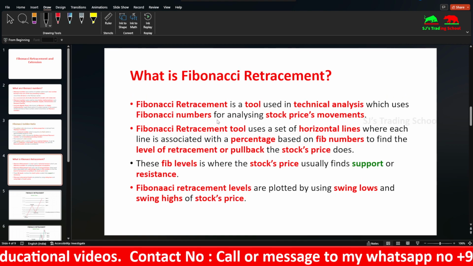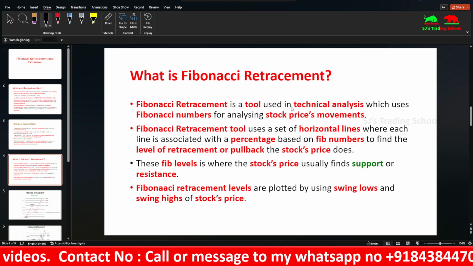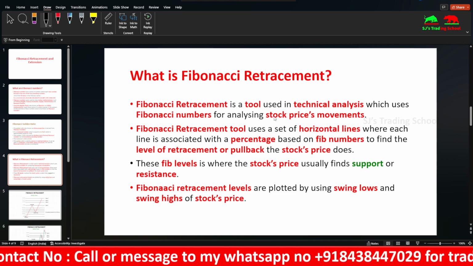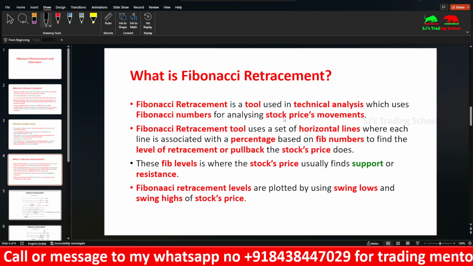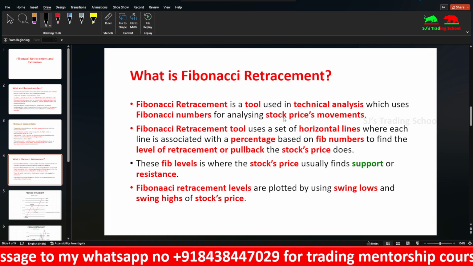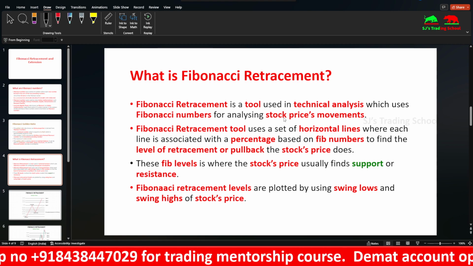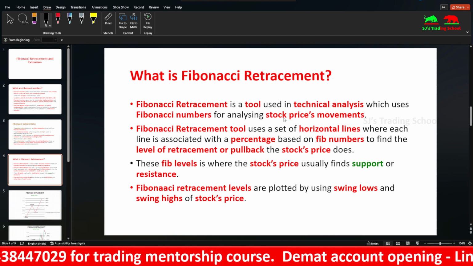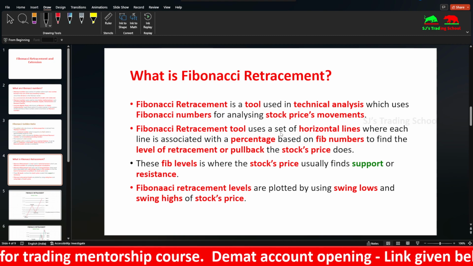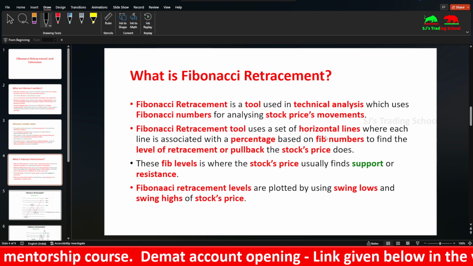So what is Fibonacci retracement? It is a tool used in technical analysis which uses these Fibonacci numbers for analyzing stock price movement. It uses sets of horizontal lines where each line is associated with a percentage based on Fib numbers to find the level of retracement or pullback the stock price does. These Fib levels are where the stock price usually finds support or resistance.